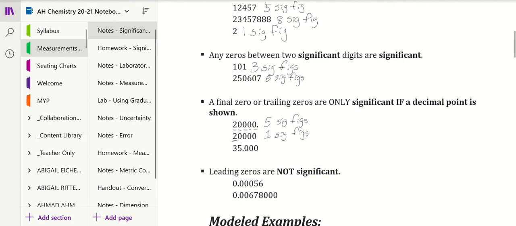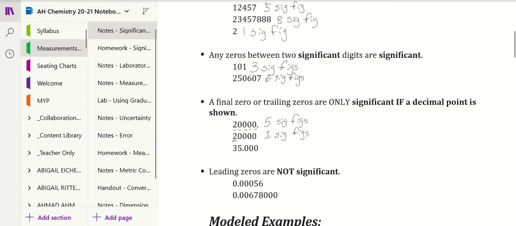This leads us to an important point. If the number 20,000 without a decimal point has only one significant digit, can I just write it as 2? Why not? You're right, you can't just write it as 2. What's the problem with 2 compared to 20,000? They're not the same magnitude, right? They're not the same size number. So if we just said 2, it wouldn't communicate the size of the number.